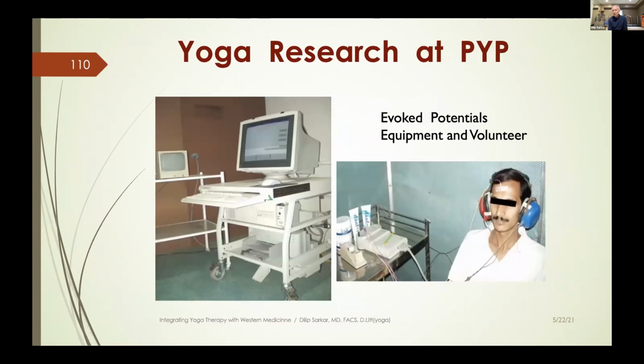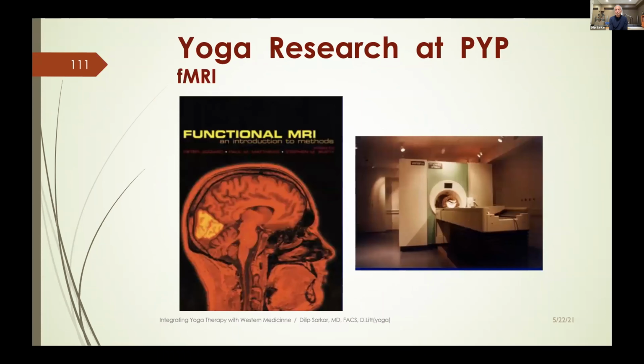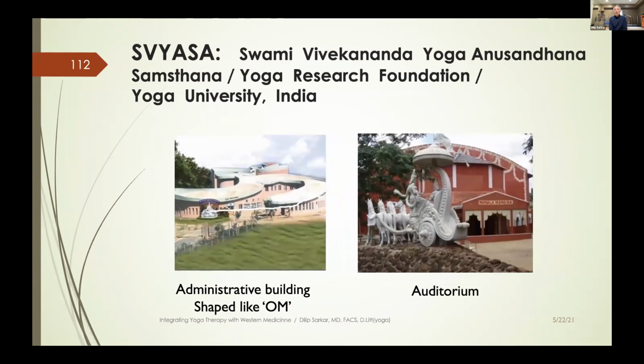There are evoked potentials. You can see the research. Coming back, we also have a research institute here, at Kripalu, where Sadhbir is, and Sadhbir will talk all about the research, so you will know more and more. You have functional MRI, and we can research what happens in the brain with yoga. This is another very famous center, called SVYASA, Swami Vivekananda Yoga Anusandhana Samsthana. It's basically called the Yoga Research Foundation.